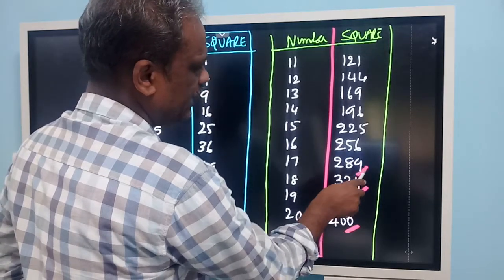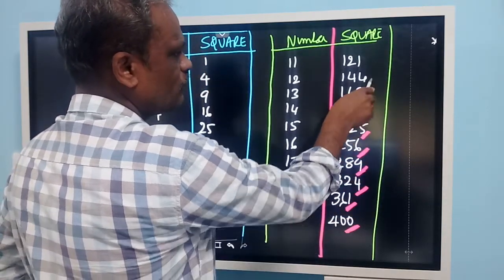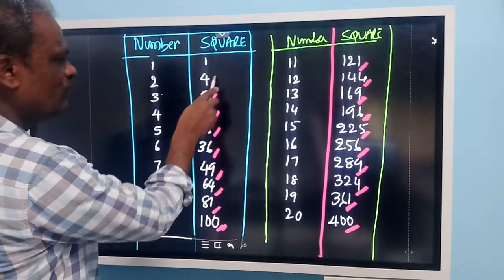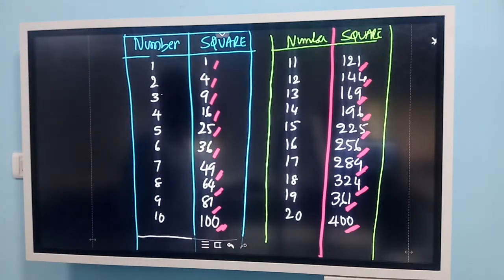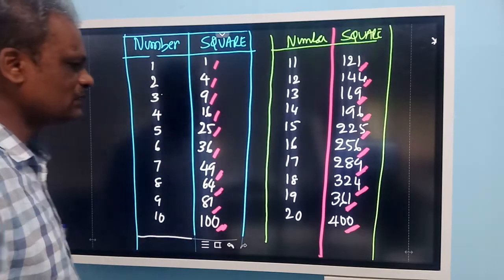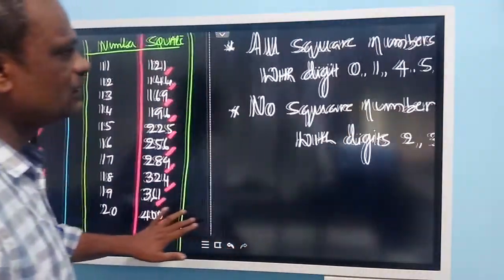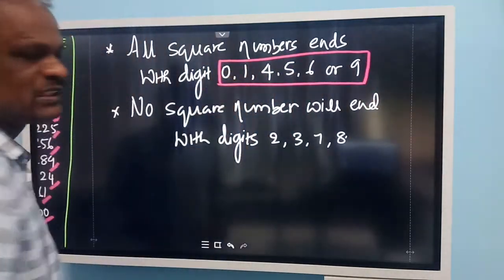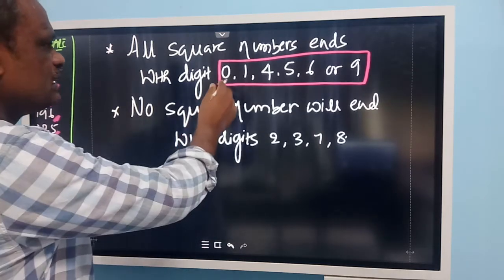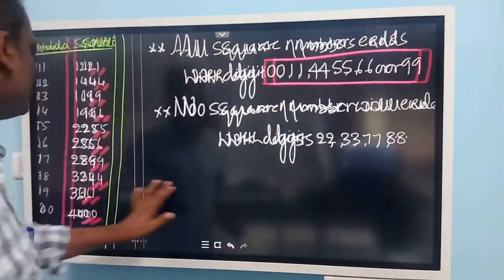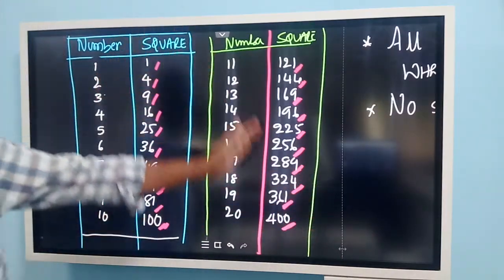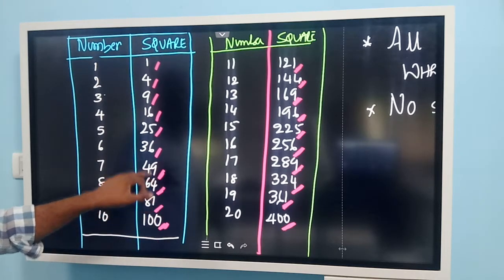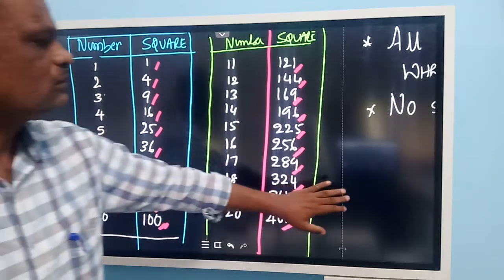The units digits are 1, 4, 9, 6, 5, 6, 9, 4, 1, 0, and then again 1, 4, 9, 6, 5, 6, 9, 4, 1. Only a few digits are repeating. In all the square numbers, you can see that only a few digits are repeating. Therefore, all perfect square numbers end with only these digits: 0, 1, 4, 5, 6, 9. Any square number you take ends with 0, 1, 4, 5, 6, 9. So these are the only digits.